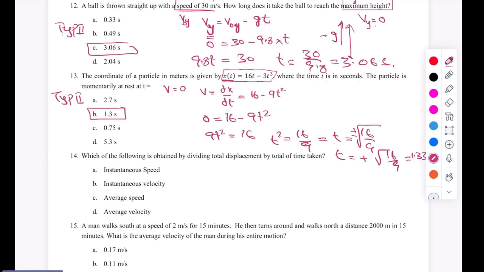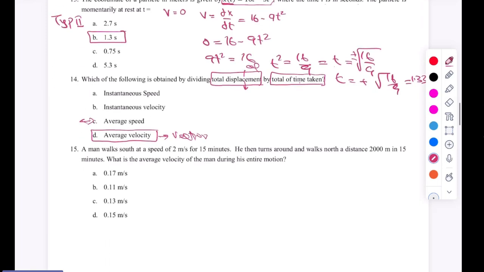Now, next question. Which of the following is obtained by dividing the total displacement by the total time? It's a definition type question. So what is this? A, B, C, D. D. It's the average velocity, because it is displacement. If it is distance, then it has to be average speed. If there is a total distance divided by total time, it has to be average speed. Average speed is a scalar quantity and average velocity is a vector quantity.